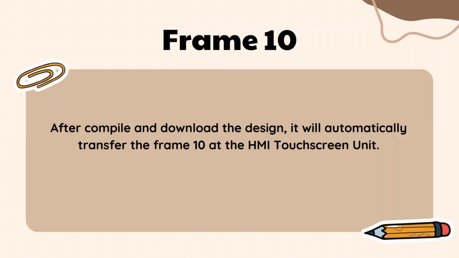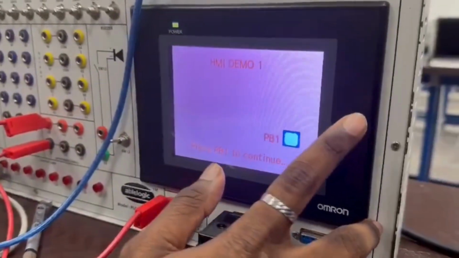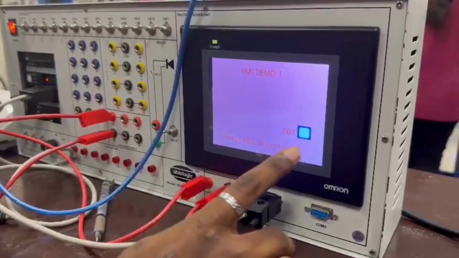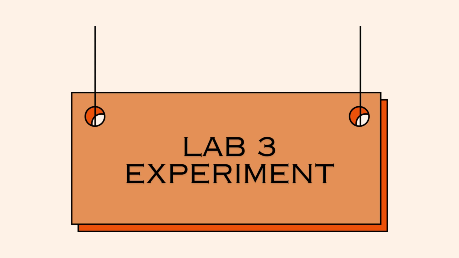After compiling and downloading the design, it will automatically transfer frame 10 to the HMI touchscreen unit. This is the design layout that was successfully transferred from NB Designer to the PLC CP1E kit. Next is my Lab 3 experiment video, a demo video done by myself using the PLC CP1E trainer kit and NB Designer.